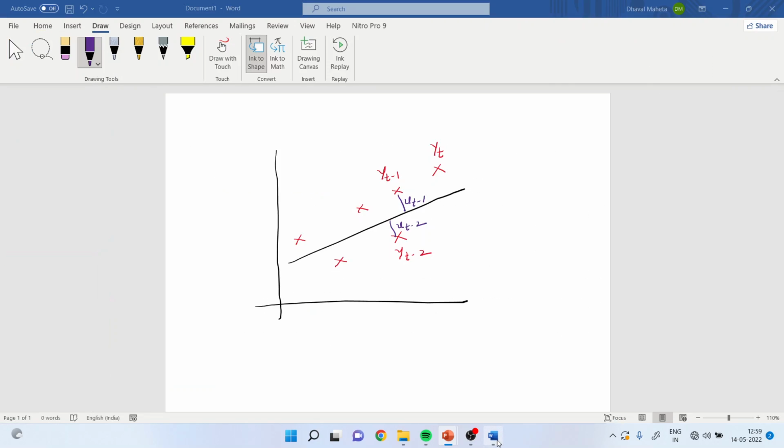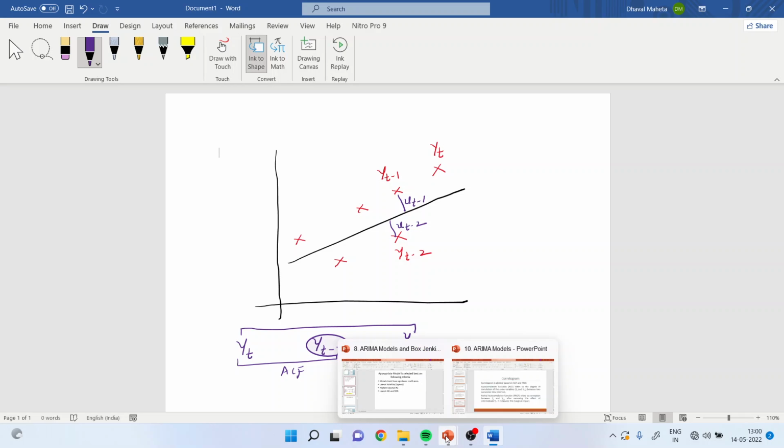Let us try to understand this on the Word file. I want to make a model of YT, YT minus 1, YT minus 2. Now if I calculate the correlation like this, it is an autocorrelation function. But when I calculate the correlation for YT to YT minus 2, removing the effect of YT minus 1, it is known as a partial autocorrelation function.